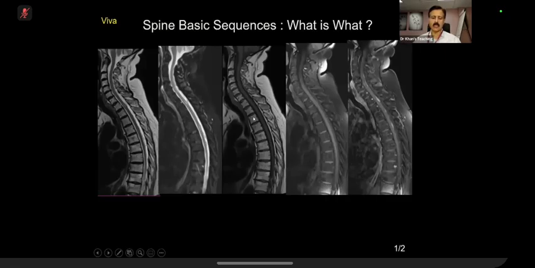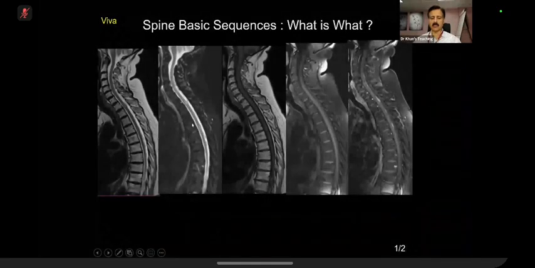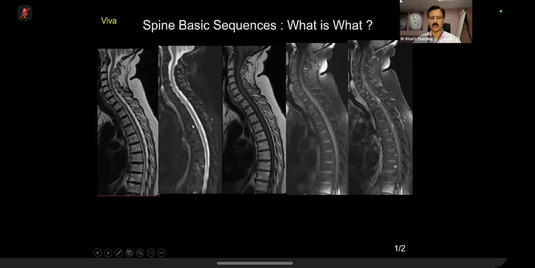Now, key point here is that if you see abnormal marrow on T1, I'll show you cases later, always compare it with the STIR. And by definition, please remember that STIR means fat saturation. So look at this case, look at the marrow, it has become dark. So this is what happens.